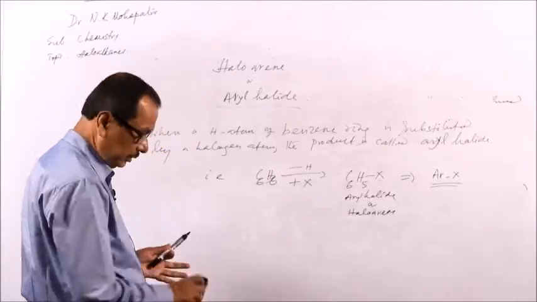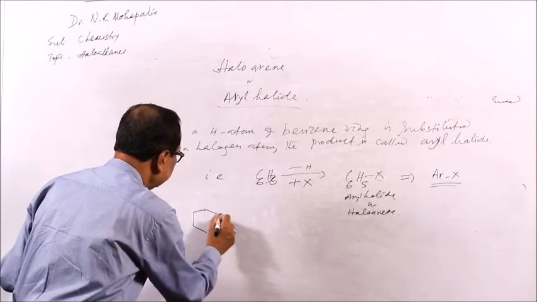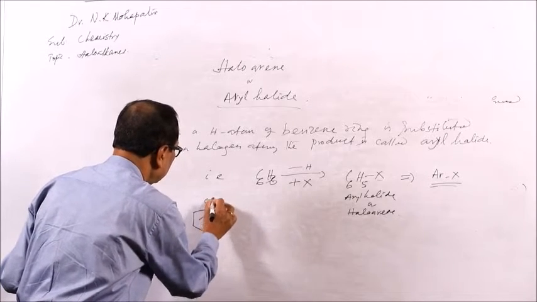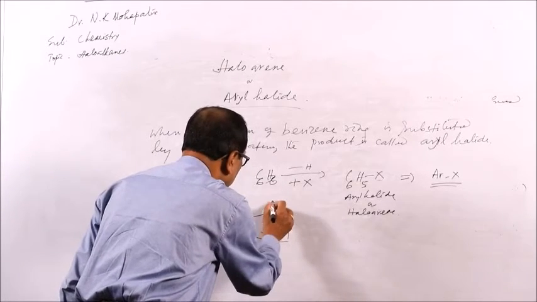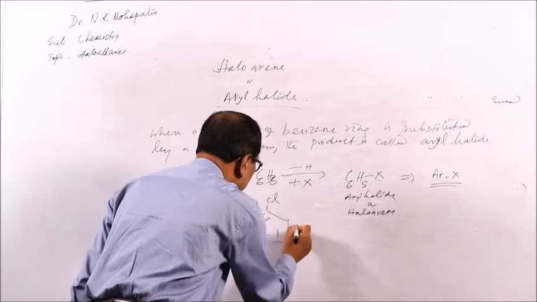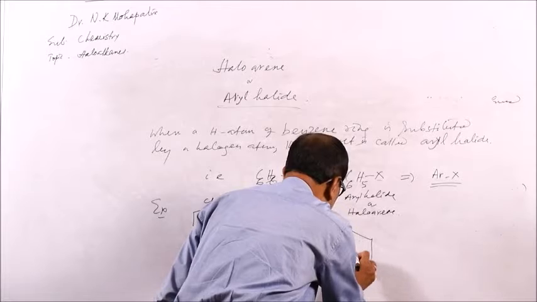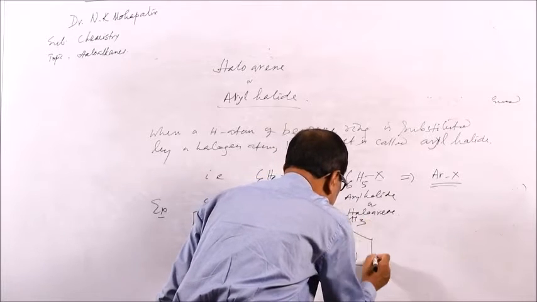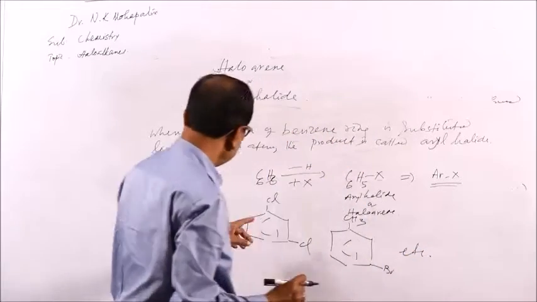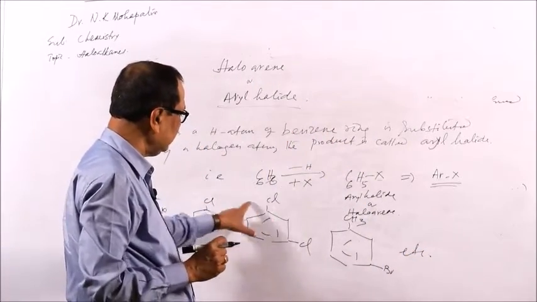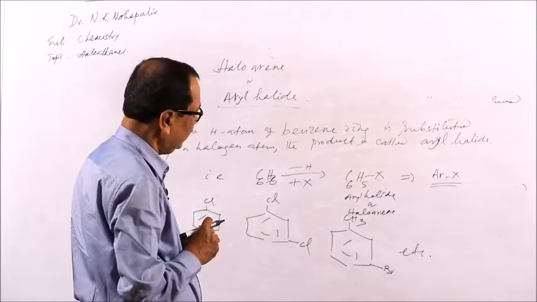For example, there are many types of examples of this: chlorobenzene, methyl-substituted chlorobenzene, bromine-substituted benzene, etc. Here we find the halogen atoms are directly linked to the benzene nucleus. So therefore these are called aromatic halides.